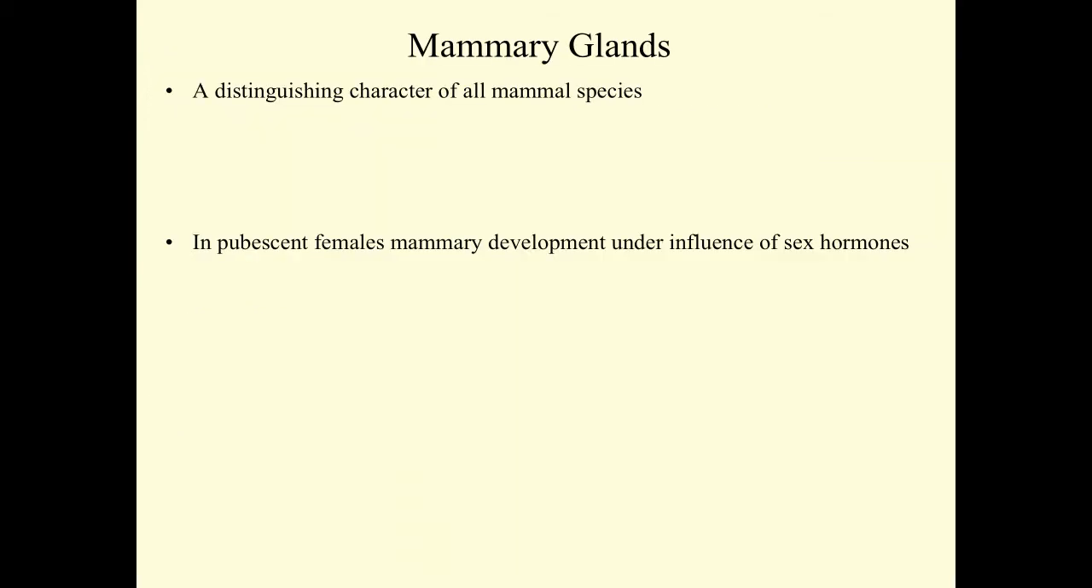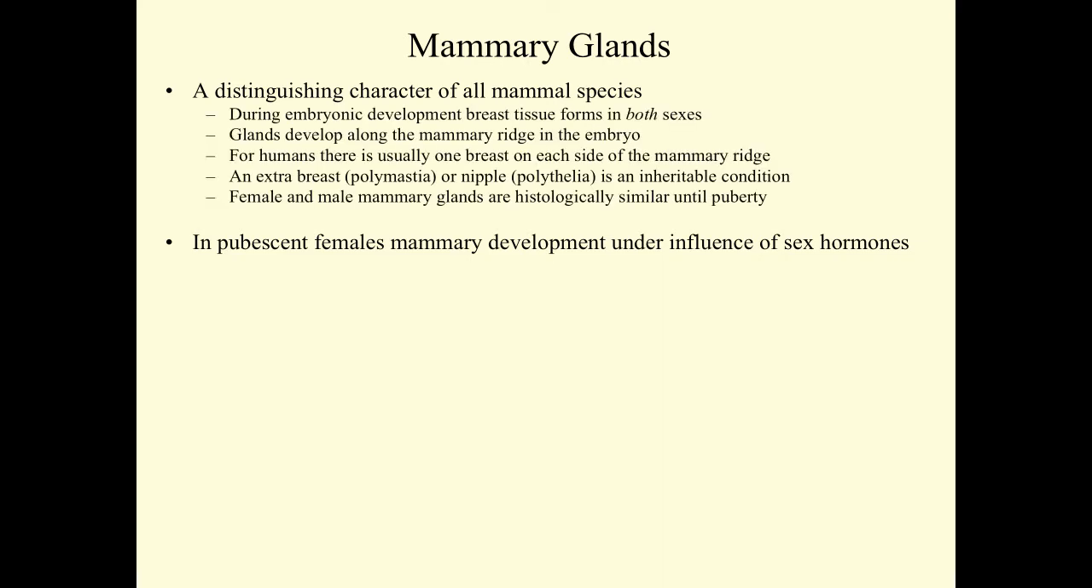Let's spend the remainder of this podcast talking about the mammary glands. And as you know, mammary glands are a distinguishing character of all mammalian species. During embryonic development, breast tissue forms in both sexes. The glands develop along the mammary ridge in the embryos. For humans, usually one breast develops on each side of the mammary ridge.